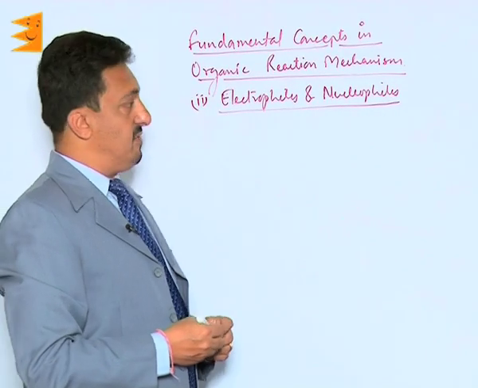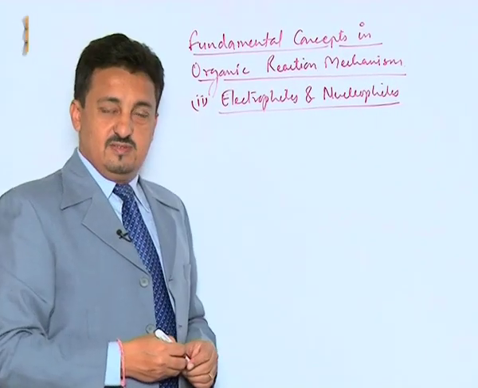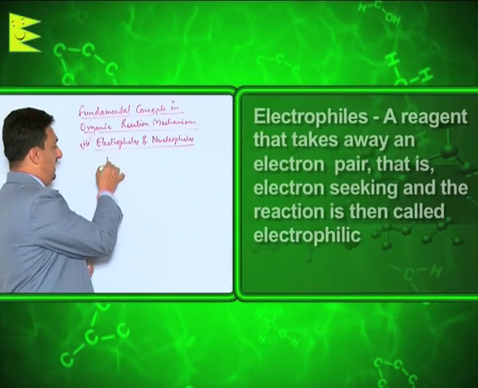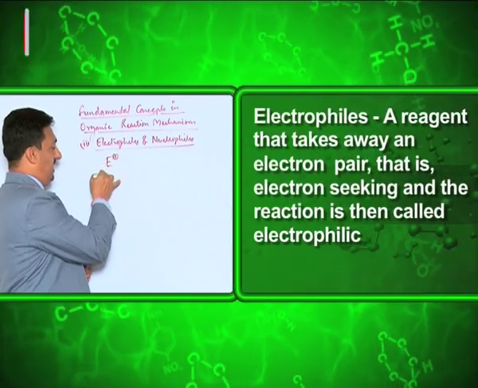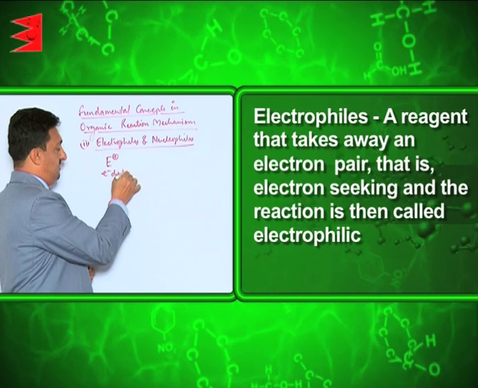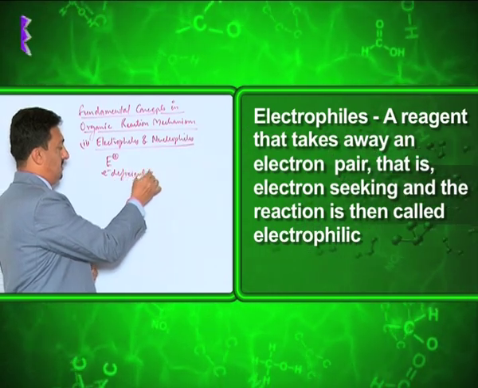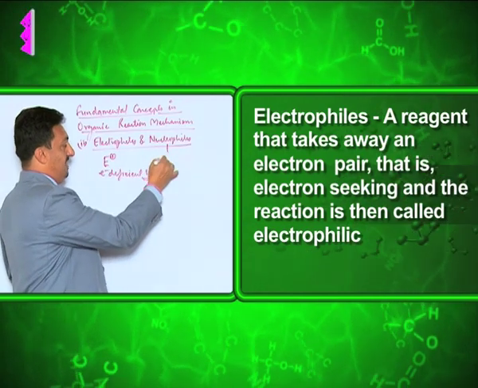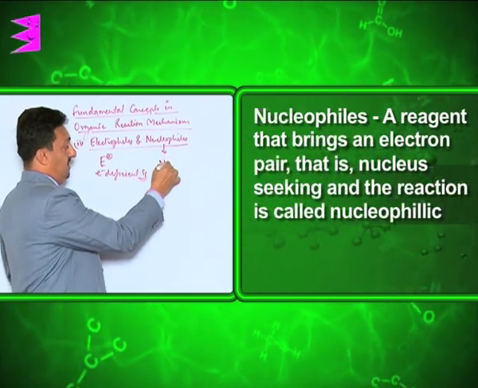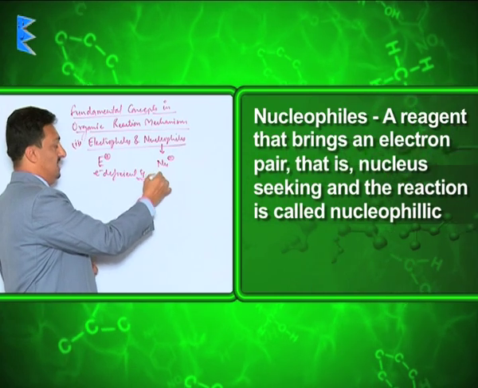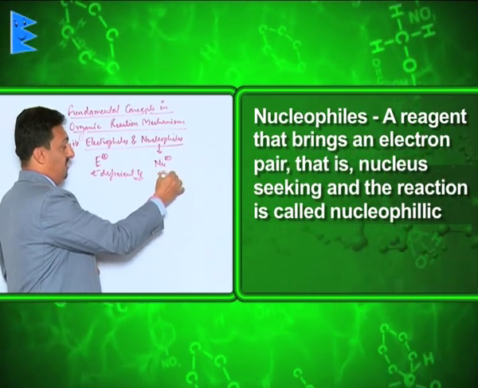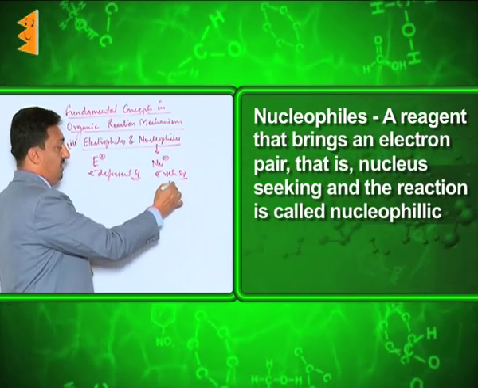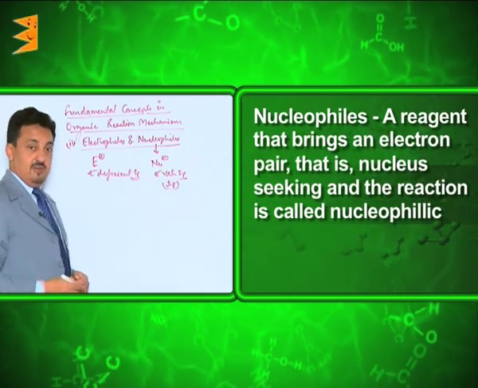Then let us see the next topic, which is electrophiles and nucleophiles. Electrophiles are positively charged, electron deficient species. Now remember, nucleophiles, symbol is Nu minus. These are electron rich species. They have lone pairs, so that makes them electron rich.